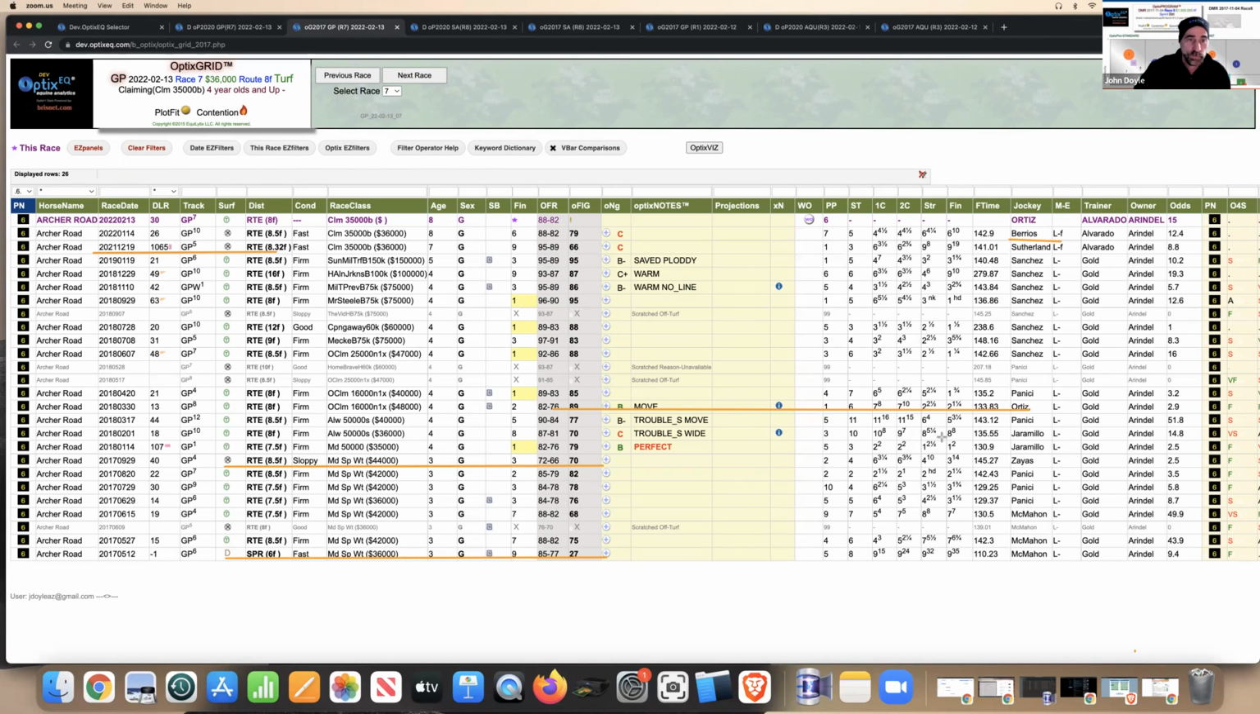This morning line just seems ridiculous to me, 15-1. I just don't see anywhere near that. But let's hope. Okay, so number 6, Archer Road looks like a value play. I don't think he's going to be a long shot play based on what I'm projecting the eventual odds to be, but still a value play, especially with that plot.